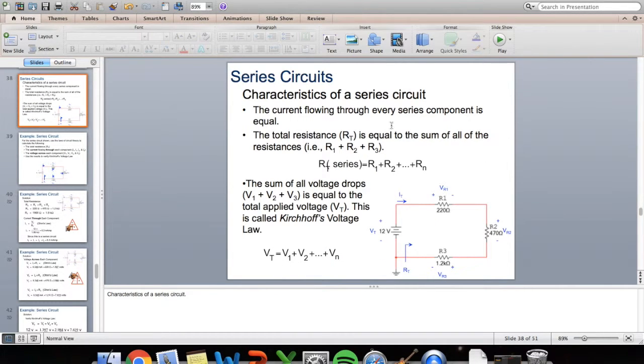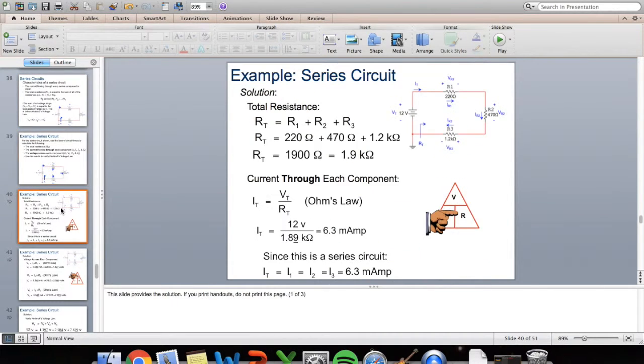Okay, so the characteristics of a series circuit are right here. The total resistance is equal to the sum of all the resistances, right? So right here I have 220 ohms plus 470 ohms plus 1,200 ohms, or 1.2 kilo ohms. The total is going to be 220 plus 470 plus 1,200 ohms. You just add them up like that. Now, series circuits, yes, we're going to skip this for now.